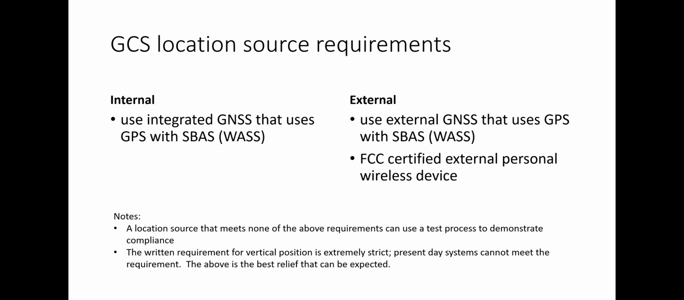Where you do run into some grief though is GCS location. The GCS location is actually much tighter than the aircraft location. However, the FAA did kind of mention they're willing to consider some level of relief over their atrocious requirement, which is basically if you have an internal location source on your GCS, as long as it uses GPS with SBAS, you're fine. Or if you have an external device like a tablet or a phone or a laptop, it needs to have a GPS that uses SBAS, or it needs to be FCC certified as a personal wireless device.